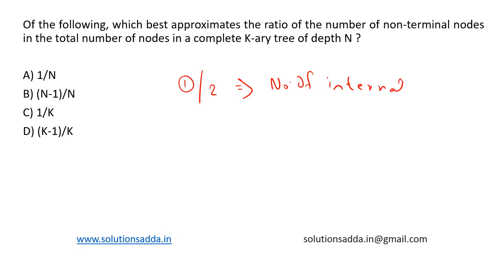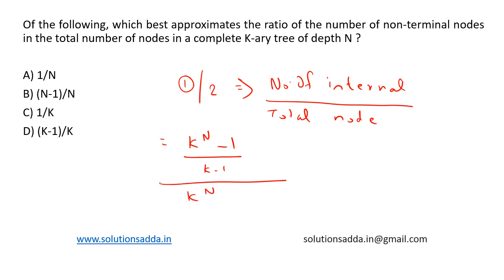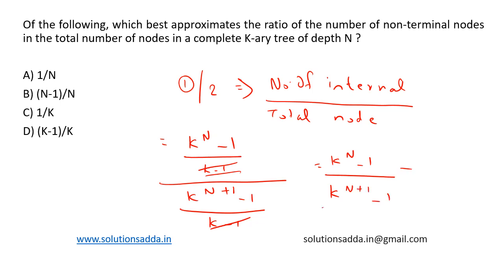Number of internal nodes divided by total nodes. Total nodes, so we have the formula (k^n - 1)/(k - 1), the whole divided by (k^(n+1) - 1)/(k - 1). So, cancelling these two, we'll be having (k^n - 1) divided by (k^(n+1) - 1), which will be approximately 1 by k. So, the correct answer is option C, 1 by k.